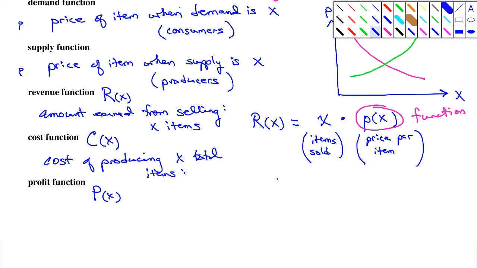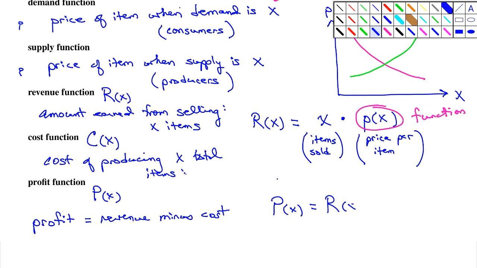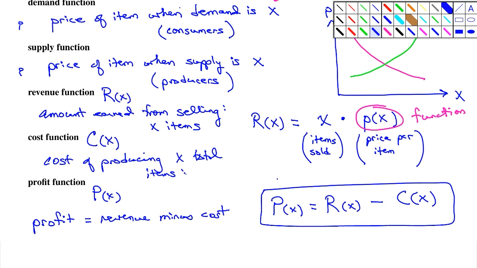But the profit function is very simple. We have profit is equal to revenue minus your cost. So profit, P of X, is equal to revenue, R of X, minus cost, C of X. So those are sort of the two biggies for this section. And then you can talk about profit or loss. Profit is if your profit function is positive, and loss is when your profit function is negative, things like that. Basic economic stuff.